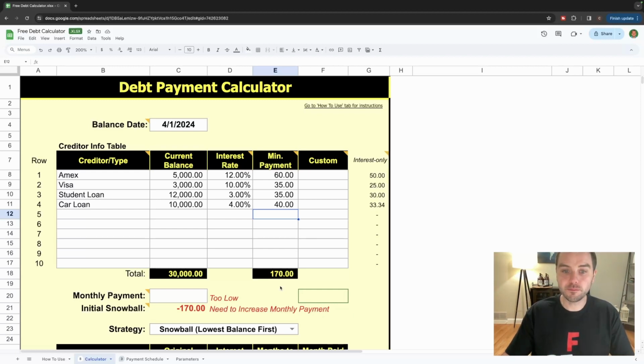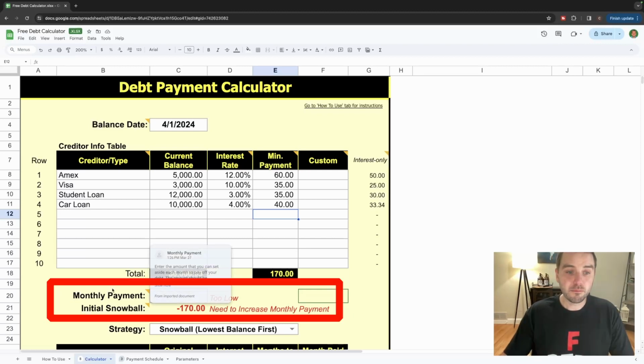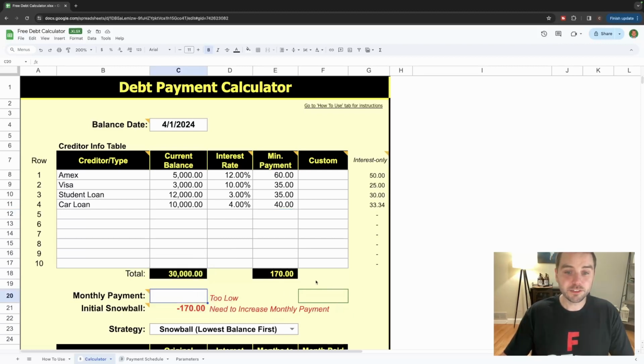And this is important because we need to know how much we're going to be paying, how long it's going to be taking, et cetera, et cetera. So this area down here, this monthly payment area, this is where you can enter how much money you're going to be allocating towards your debt every single month. Now, remember, it needs to be at least $170, right? Because anything less than that, and you're going to be owing extra fees and possibly getting your interest rates hiked based on the agreement that you have.